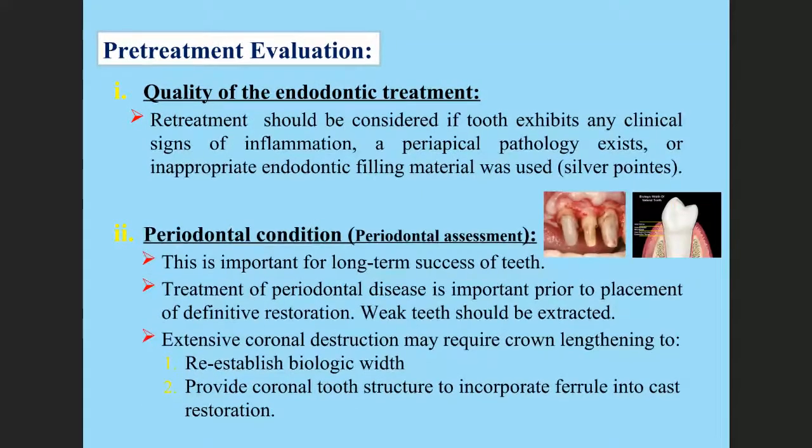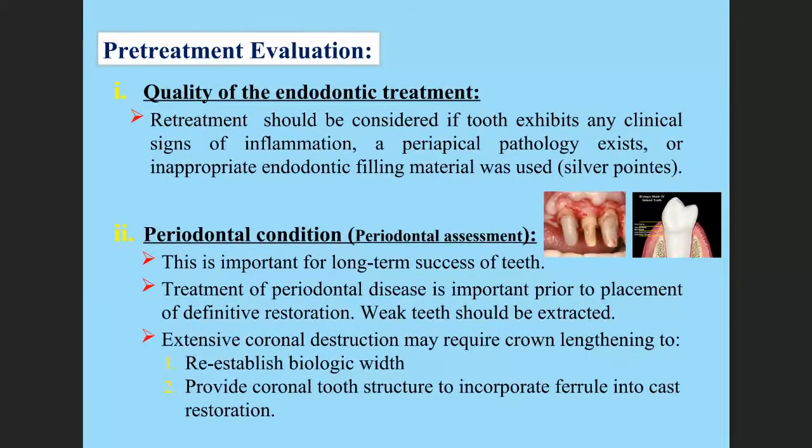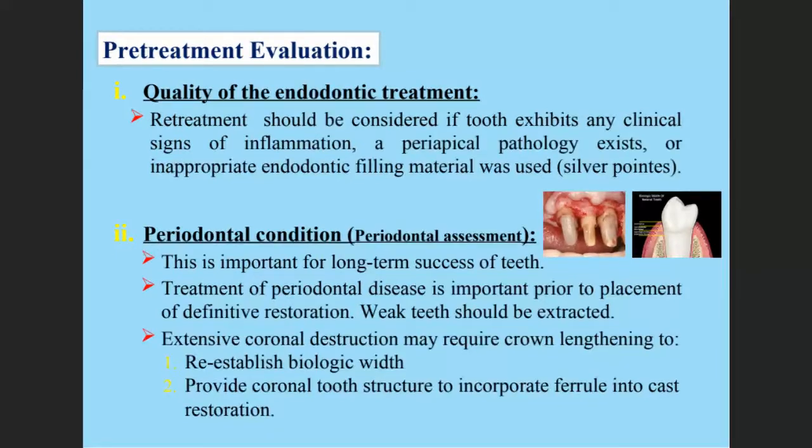Retreatment should be considered if the tooth has clinical signs of inflammation, periapical pathosis, and also if inappropriate endodontic filling material was used, like silver points. Because later on, when you are going to remove the silver point to create the space for the post, it is impossible. So you have to remove it and refill with gutta-percha.